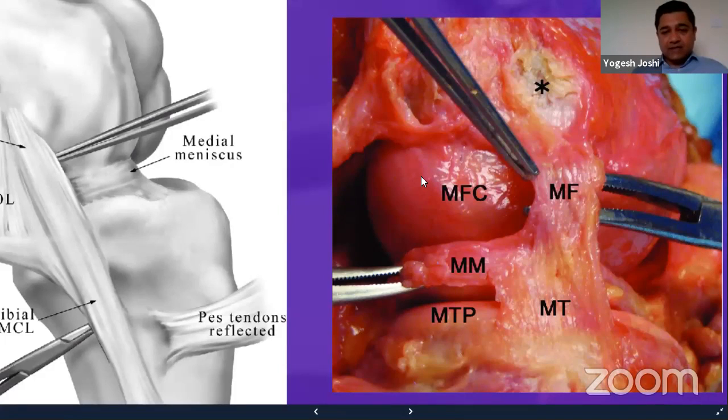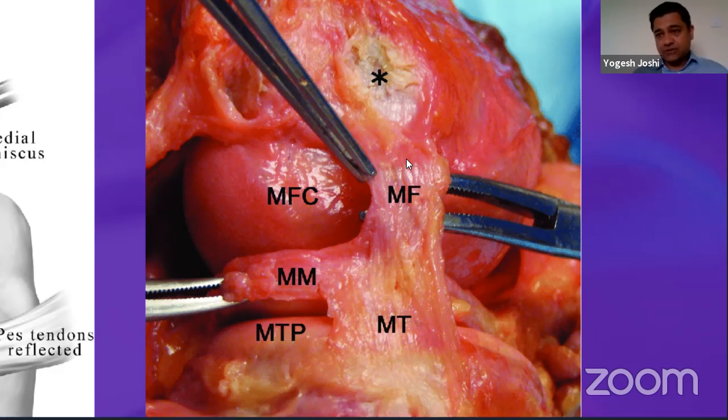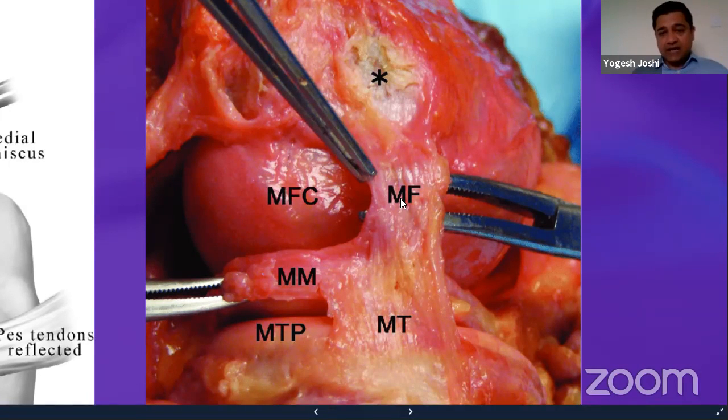Now looking at the deep MCL, as you can see, it attaches distal to the medial epicondyle and is deeper to the superficial MCL, and that's why it's called the deep MCL. And it has the meniscofemoral component, and this is the medial meniscus down here, and the meniscotibial component. Now these are attached around a small groove over the femur and a groove around the tibia.